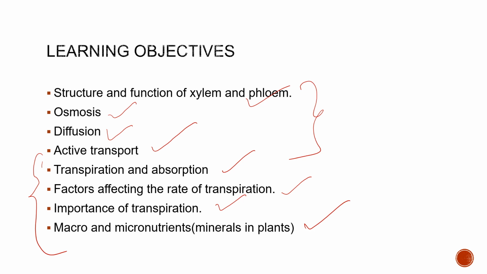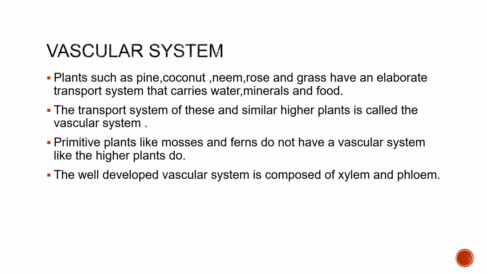So let us start with today's lesson of transport of food and minerals in plants. First, when talking about the transport of food and minerals, we should talk about the vascular system. So what is the vascular system? Plants such as pine, coconut, neem, rose and grass have an elaborate transport system that carries water, minerals and food throughout the plant body. The transport system of these and similar higher plants is called the vascular system.